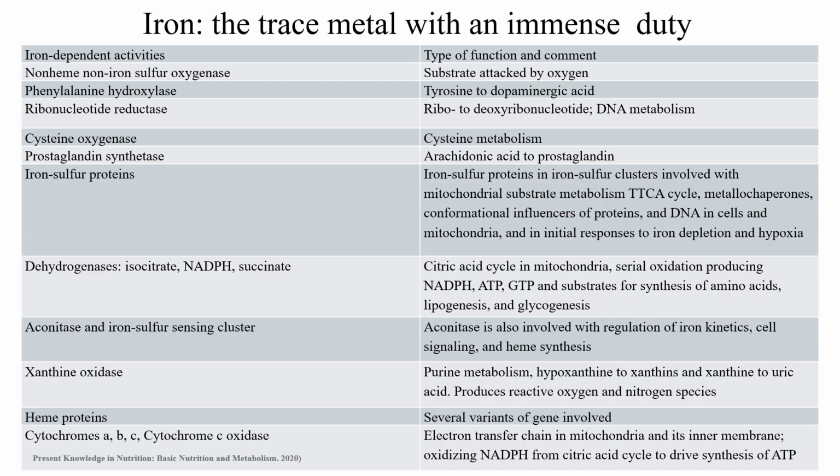And we also have such as cytochromes A, B, and C, and cytochrome C oxidase. These are used specifically for the electron transfer chain in mitochondria and its inner membranes, and it oxidizes the NADPH from the citric acid cycle to drive the synthesis of ATP.